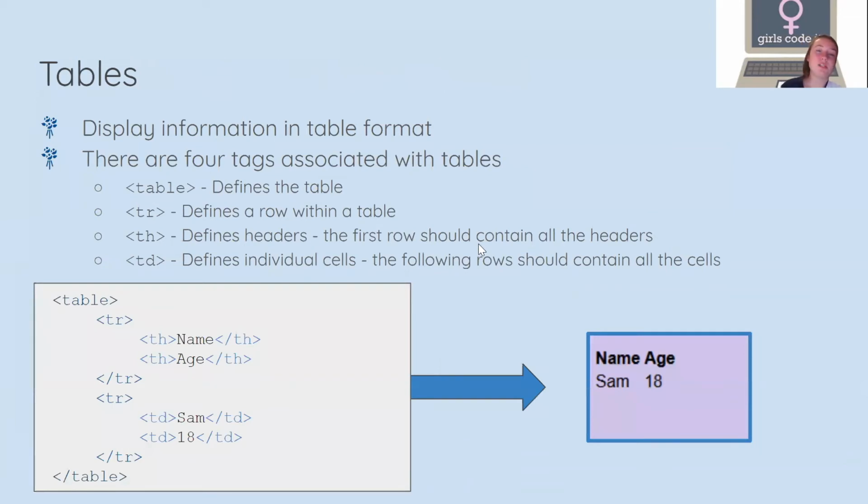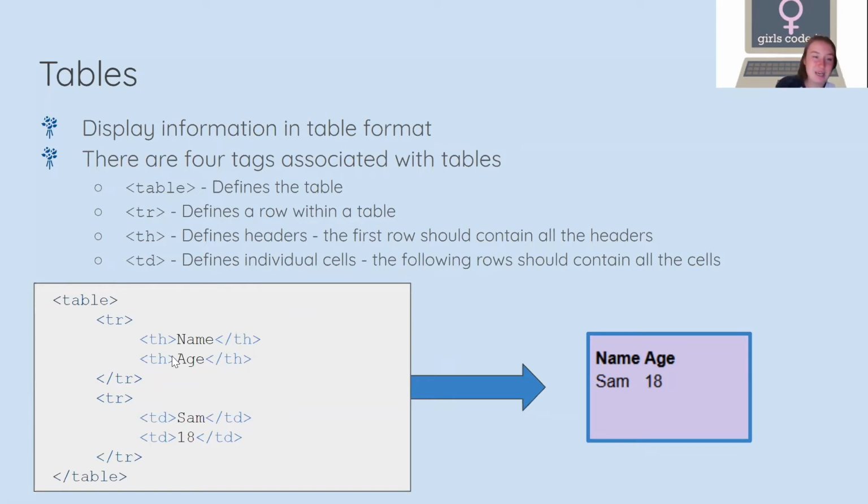Display information in a table format. There are 4 tags associated with tables. Table defines that we have a table. TR defines a row within the table, so think of it as table row. TH defines a header, so table header. The first row should contain every single header. Say you wanted a column of times of day and the activity you were doing, that first row would be the headers like activities or times. You know what I'm saying? And then TD defines individual cells. Why is it D? I don't know, but it is.